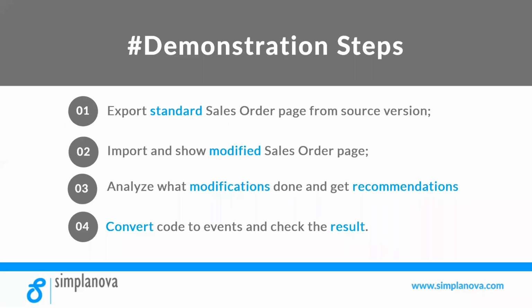So we'll start with a demo. What I'm going to do is export the standard sales order page from the RTC version right now, from the development environment, sorry. Then afterwards, I'll import and show the modified sales order page. We'll do the analysis of these modifications with our tool, and we'll see what the recommendations are, and we'll do the conversion, and later on we'll check the result.